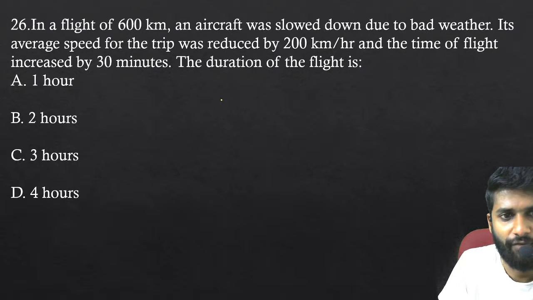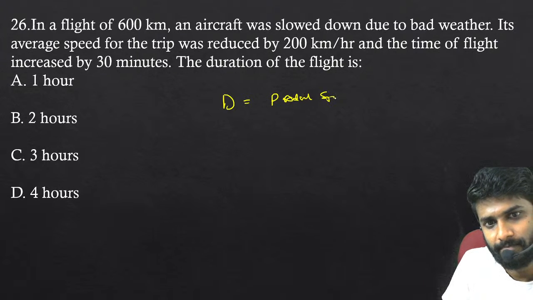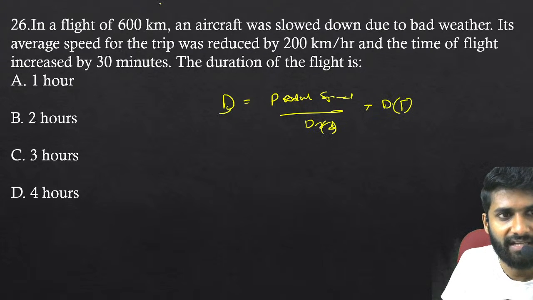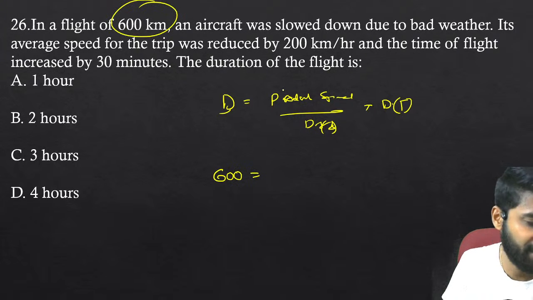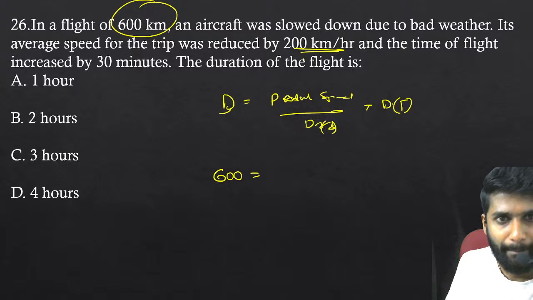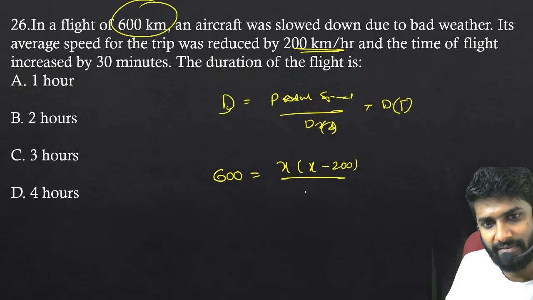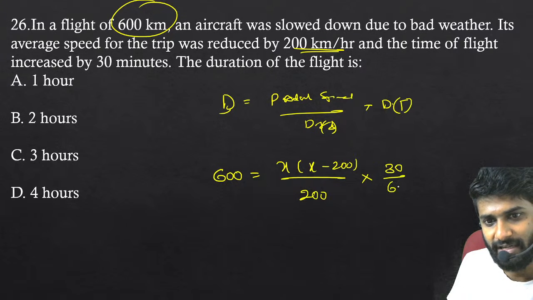Now see, guys, what is the formula of distance? Product of speeds divided by difference of speeds into difference of timings. So that is the entire theory part. Here the distance is equal to 600 kilometers. Product of speeds: we don't know the initial speed, but it is reduced by 200 kilometers per hour, so the value becomes x into x minus 200, divided by the difference, which is equal to 200, and the time is exactly equal to 30 minutes, meaning 30 by 60.